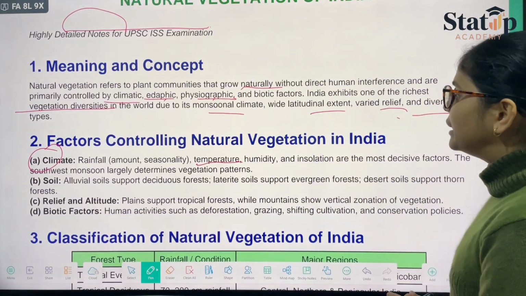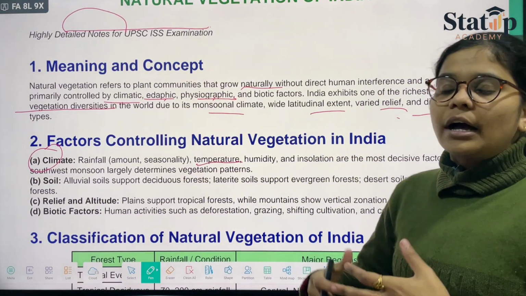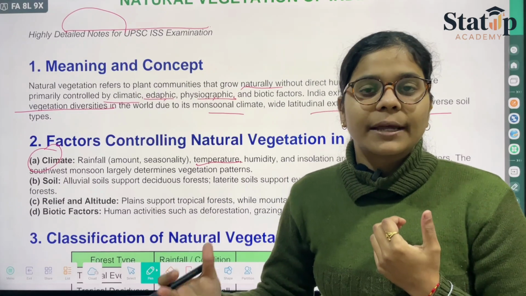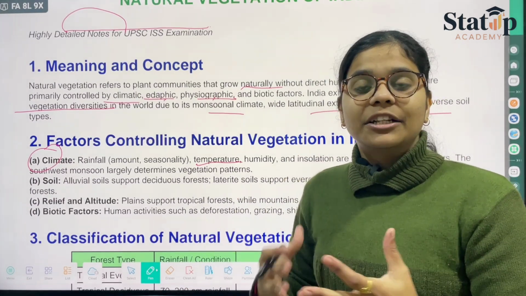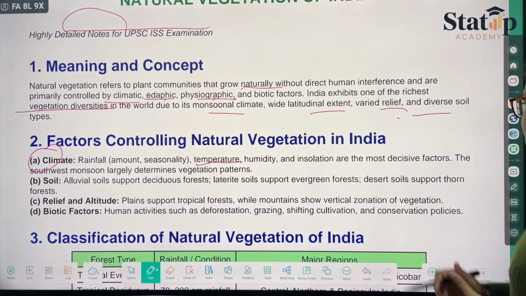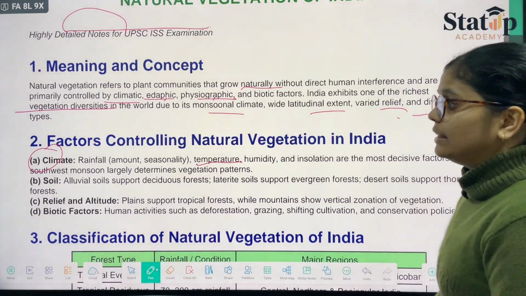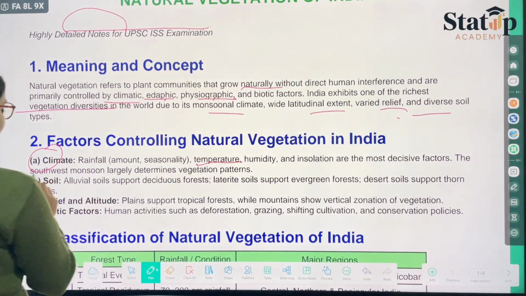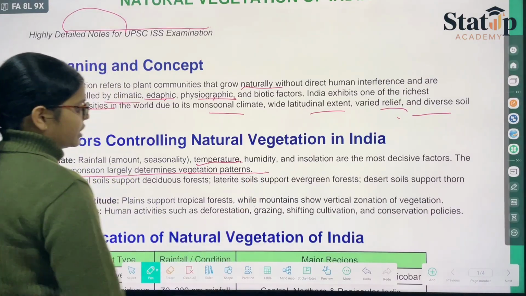Then we have the humidity, insolation, again how much amount of sun is coming, how much amount of heat and other gases are coming, so that has also to be taken care of. Now, the southwest monsoon largely determines the vegetation patterns.